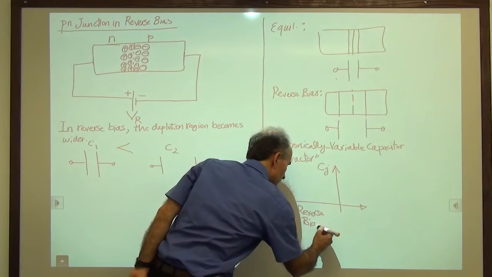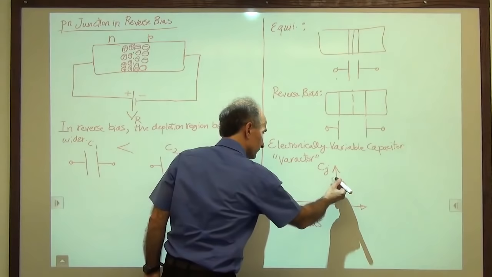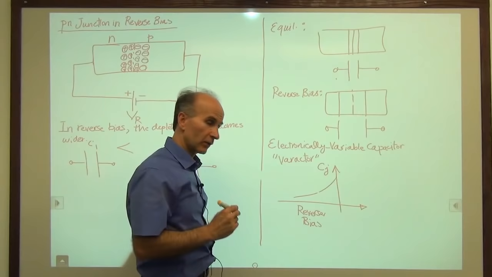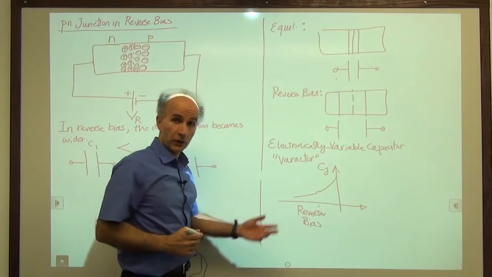And as long as we are in reverse bias and the voltage in reverse bias increases, this is what we get. As long as the absolute value of the reverse bias increases. Okay, so this is what we get. And in fact, there's an expression for this capacitance.